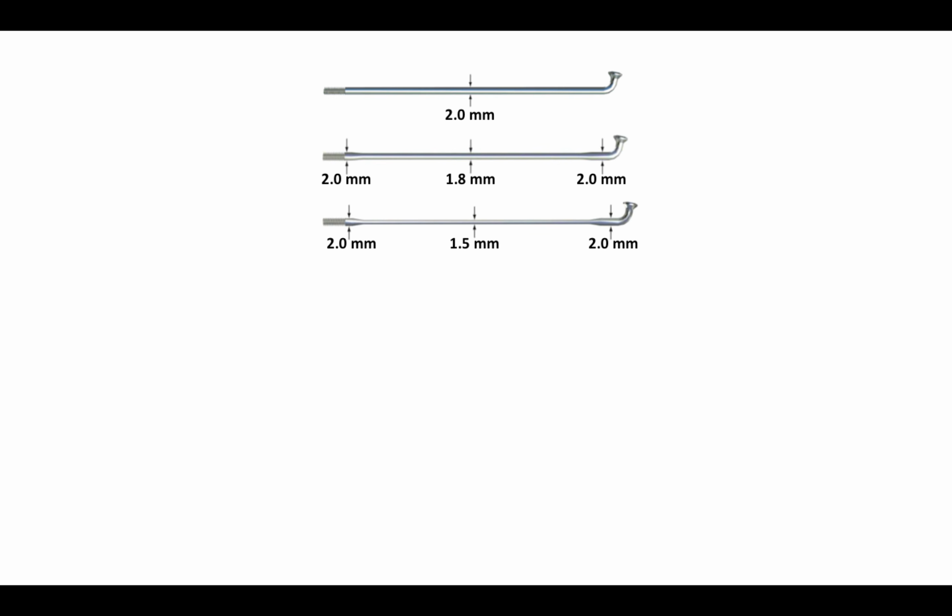Here we see three spokes. The top one is a straight gauge 2mm spoke. The middle one is double butted with a middle section of 1.8 millimeters, and the bottom double butted also with a middle section of 1.5 millimeters. All three spokes are sufficiently thick at the elbow where the stress concentration is great. All three spokes are made of stainless steel.